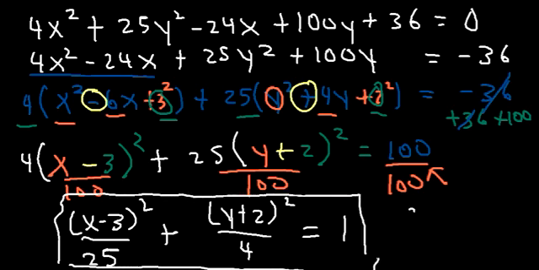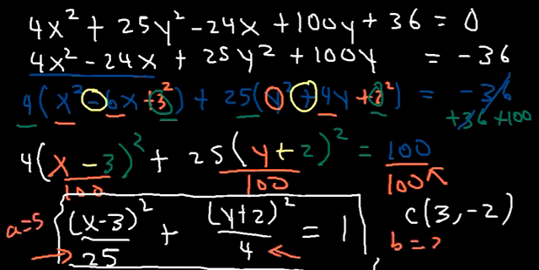As we can see, the center of the ellipse is (3, -2). And a is the larger of the two. a squared is 25, so that means a is 5. b squared is 4, so b is 2. And keep in mind, for an ellipse, it's c squared equals a squared minus b squared, if you want to find the foci.